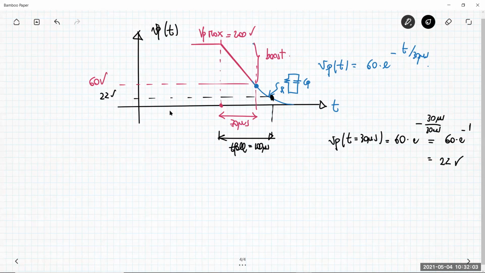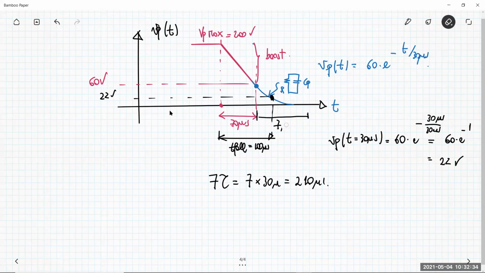When this injector is fully closed, the voltage across the Cp capacitor is null, but we have to wait for several time constants. Let me put, I don't know, from 4 to 7 time constants. 7 time constants means 7 multiplied by 30 microseconds, so 210 microseconds. So from this point I have to wait for, say, 7 tau in order to have the voltage across our Cp effectively null, so that the injector is fully closed.